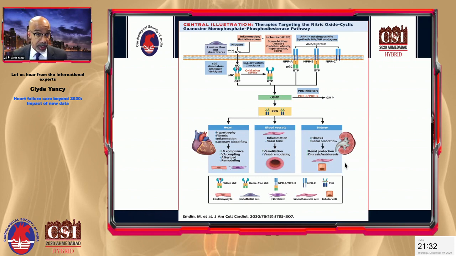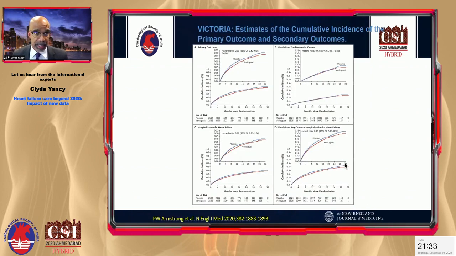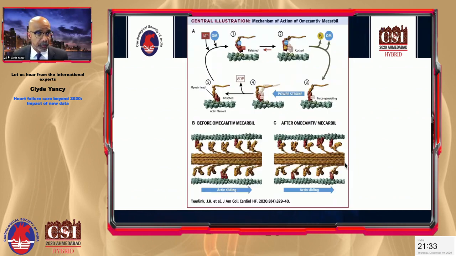Vericiguat is a soluble guanylyl cyclase activator which restores the homeostasis of cyclic GMP, and cyclic GMP is important in cardiovascular vasomotor regulation, the heart, the blood vessels, and the kidney. The data from the VICTORIA trial, modestly positive, but positive in a group of patients that had already developed evidence of worsening heart failure. This may be a benefit that we'll see going forward.